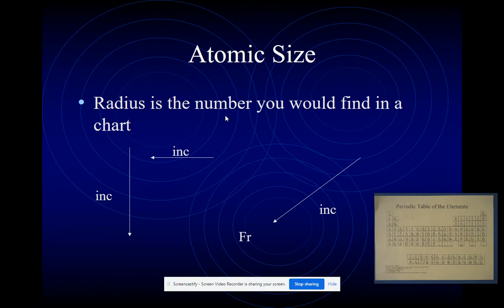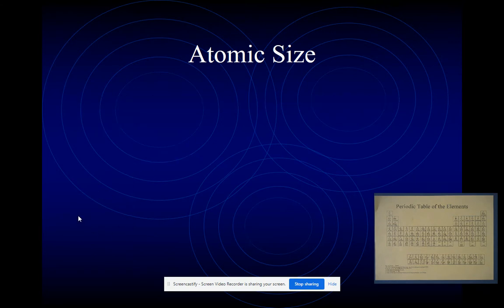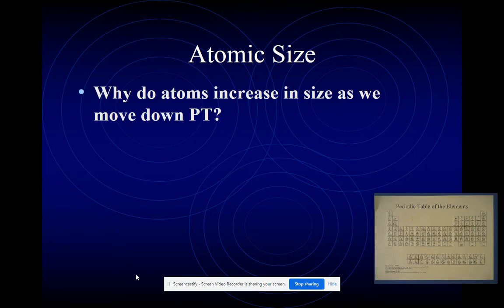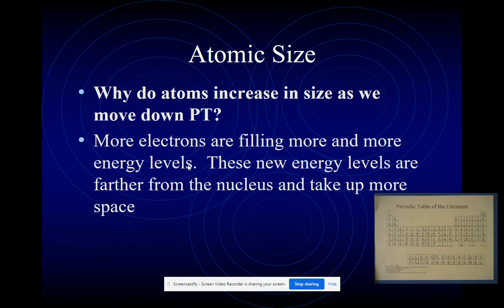What's bigger? The harder question is going to be explaining why. And atomic size, this why we get bigger going down, is different than this why. So let's talk about that. If we are asked a question to explain why atoms increase in size as we move down the periodic table, or which of these is bigger and explain why, and the atoms are located up and down on the periodic table, here's what you need to do. You have to say that atoms lower on the periodic table have more electrons. And those electrons are filling more energy levels.